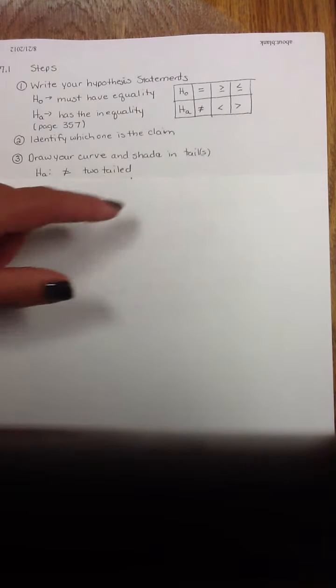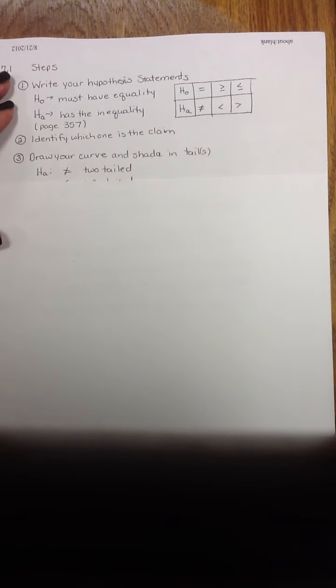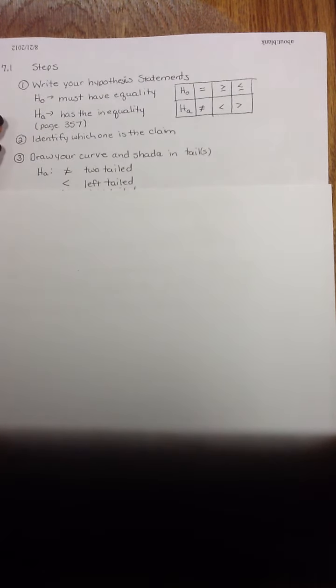Draw your curve and shade in the tail. So you'll be drawing in a normal curve, a t-curve, or a chi-square curve, and shade in the tail according to your alternate hypothesis. If it's not equal to, it'll be two-tailed. If it's less than, it's left-tailed. Notice it points to the left, and that'll give you a good indication that you're going to be shading that left side of the curve. If it points to the right, as in the greater than, it'll be a right-tailed test.